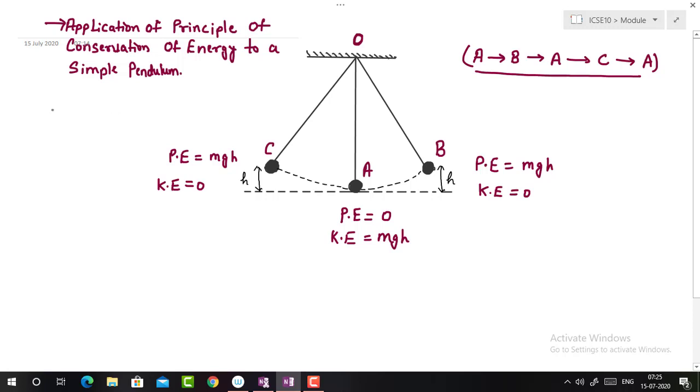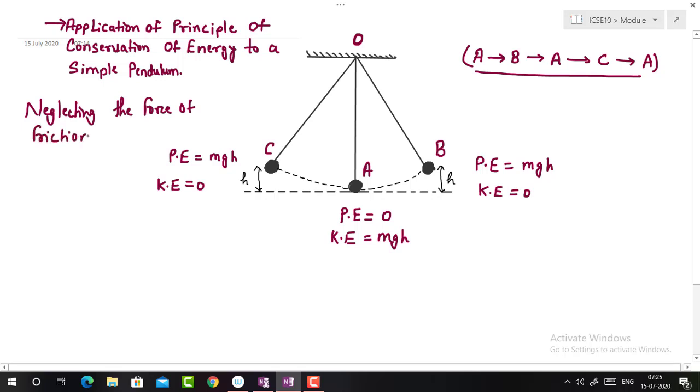During oscillation of a simple pendulum, one thing you need to mention is that we are neglecting the force of friction between the bob and the surrounding air.